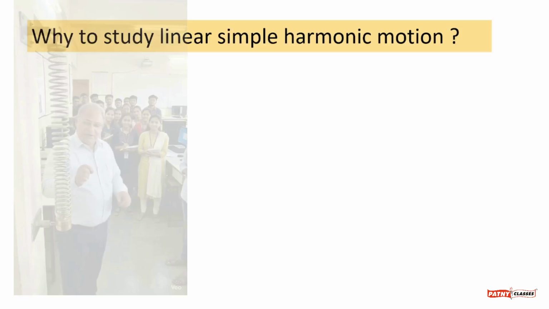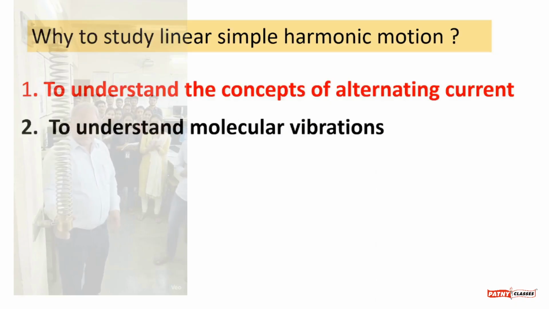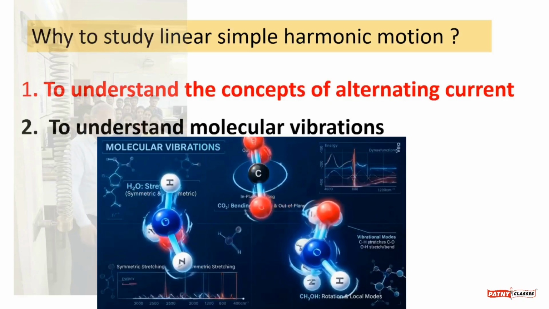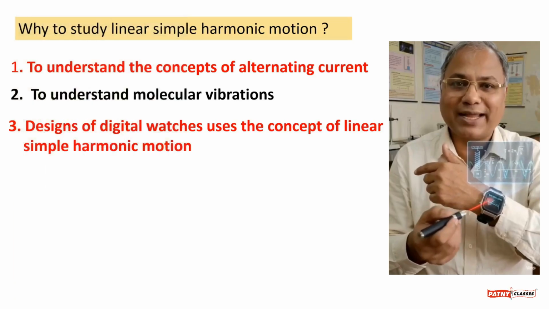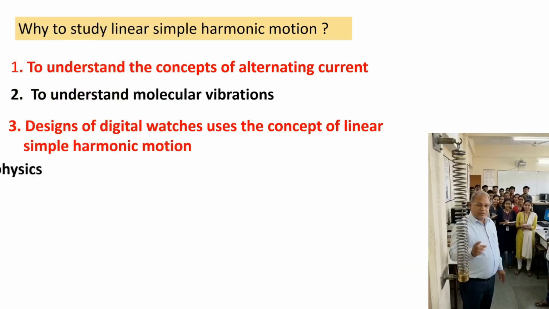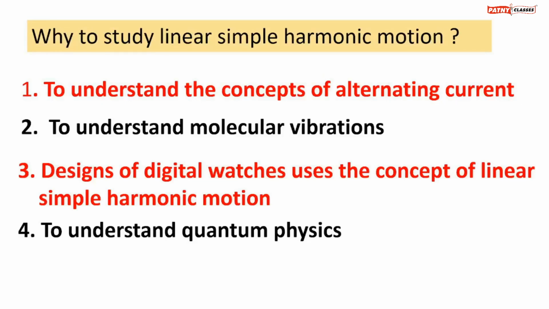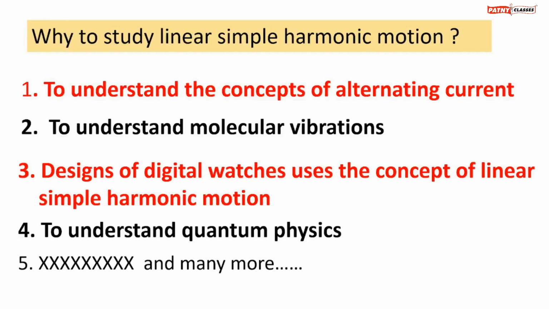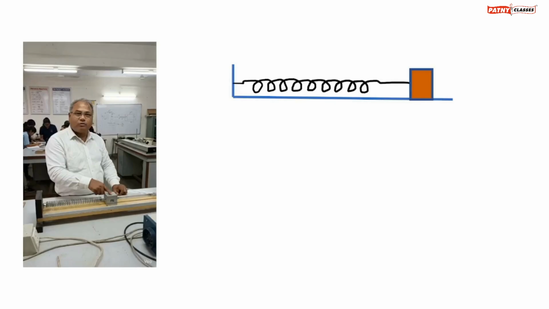A few reasons are to understand the concept of alternating current, to understand molecular vibrations, to design digital watches. These digital watches use the concept of linear simple harmonic motion, and to understand quantum physics. And like this, we can write so many applications in which we use the concept of linear simple harmonic motion. Let us understand the exact meaning of linear simple harmonic motion.